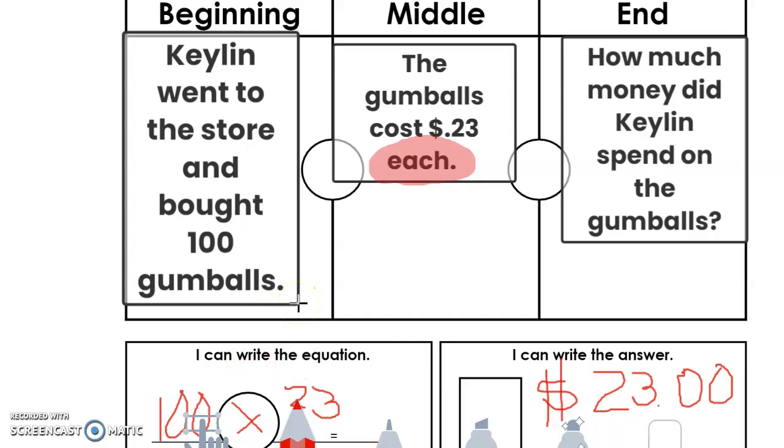Our I can statement again for this lesson is, I can retell math word problems using beginning, middle, end graphic organizers, and I can multiply decimal numbers by powers of 10 using the Mr. Dole strategy.